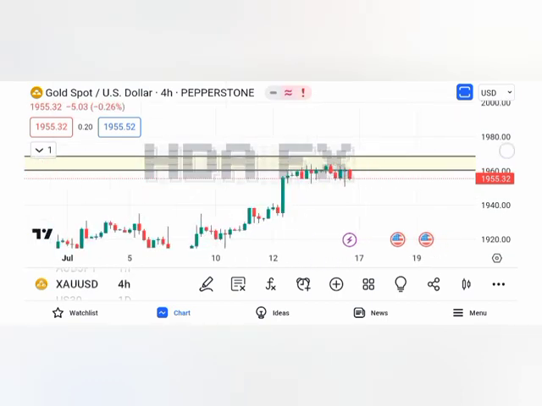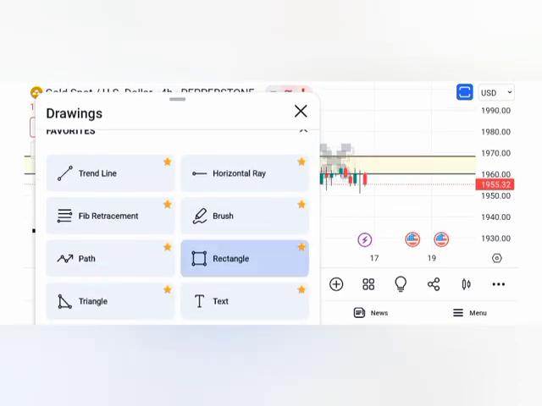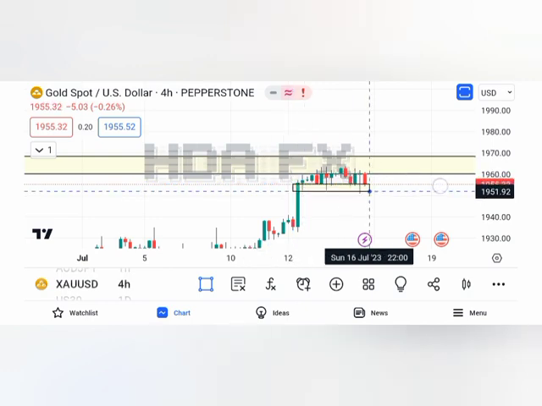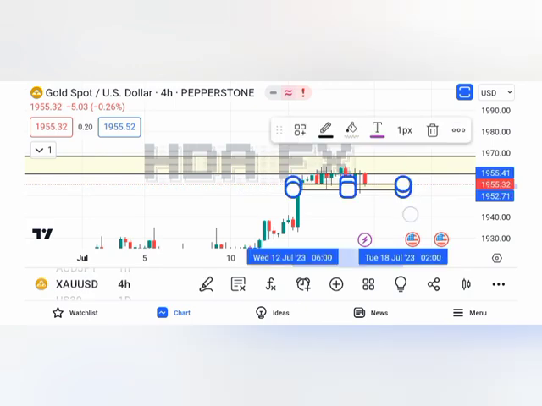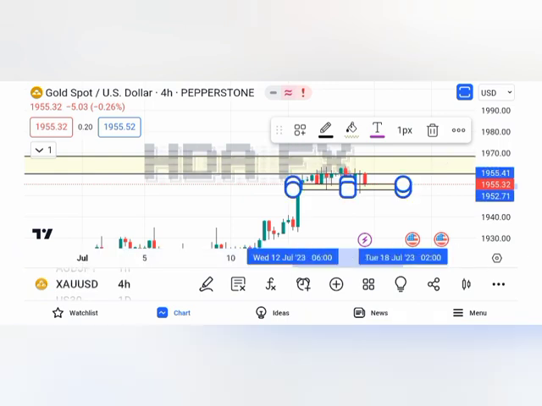So now on the 4-hour time frame, we can spot a level here also, a nice level here, this key level here also. And we can see that gold was ranging between this key zone here and this key zone here.